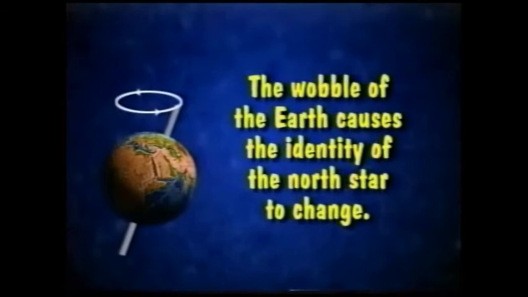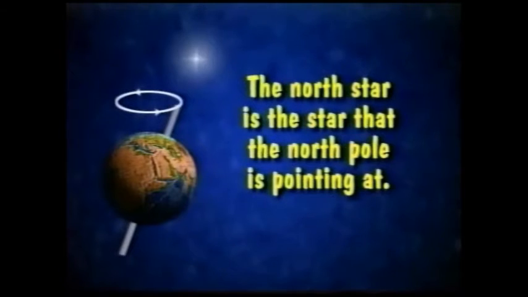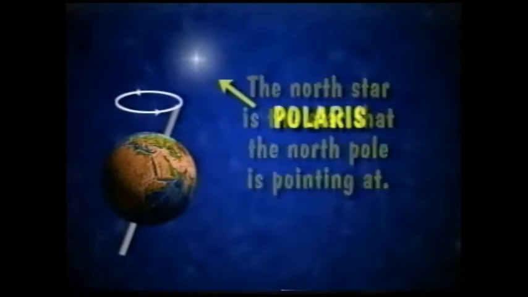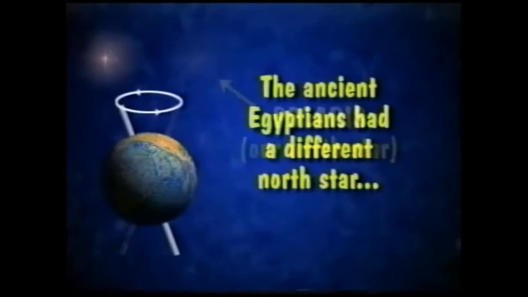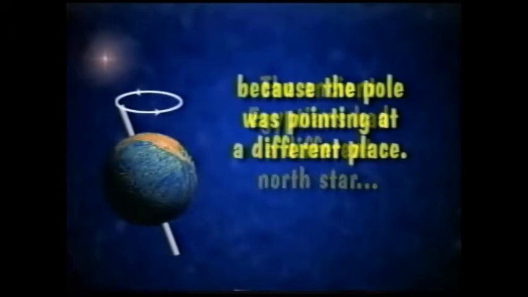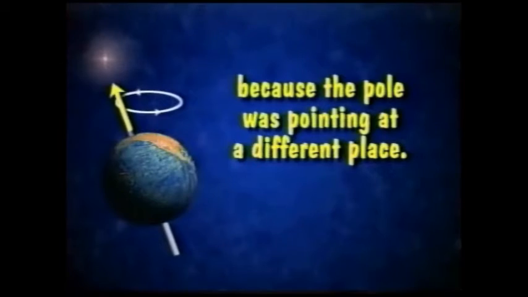The wobble of the Earth causes the identity of the North Star to change. The North Star is the star that the North Pole is pointing at. Right now, the North Pole points pretty close to Polaris, which is our North Star. The ancient Egyptians had a different North Star because the pole was pointing at a different place. The Egyptians' North Star was Thuban.